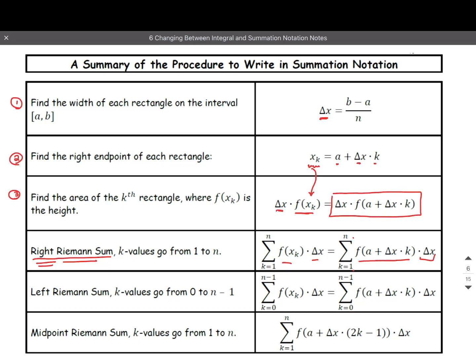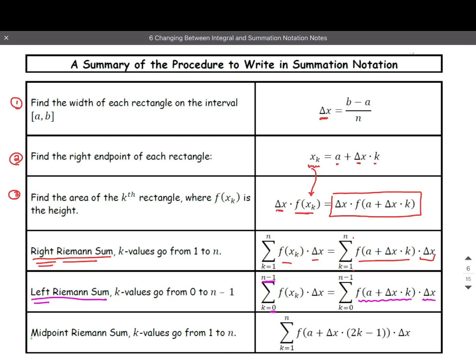Now, if we want a left Riemann sum, it changes a little bit, because when we use a left Riemann sum, we start at the leftmost endpoint, so we let k be 0 before we have a rectangle, and we only go to n minus 1 because we're not using that rightmost endpoint in our function to find the height. So then we use that same f of a plus delta x times k, times delta x. We just have different limits on the summation.